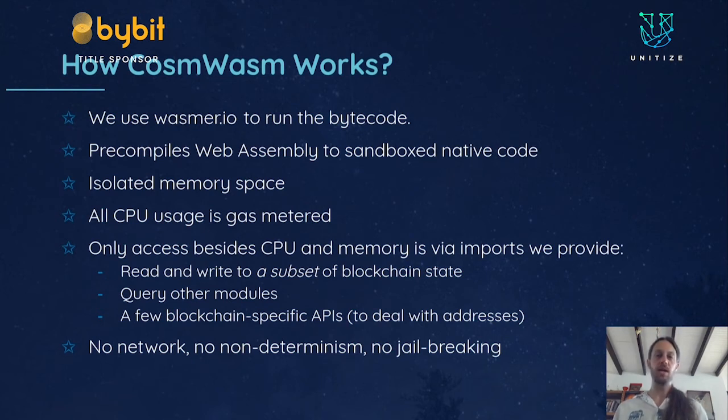We use Wasmer.io to run the bytecode. It's a Rust project. It's a pretty solid thing. There are a lot of other people running it in their protocols, for example. And we precompile. What it does is precompile WebAssembly to sandboxed native code. It has different backends. We're using Singlepass, which is a very quick compiler. It has no real attack surface, and it makes a bit slower code. It runs about 20 times slower than native Rust code.